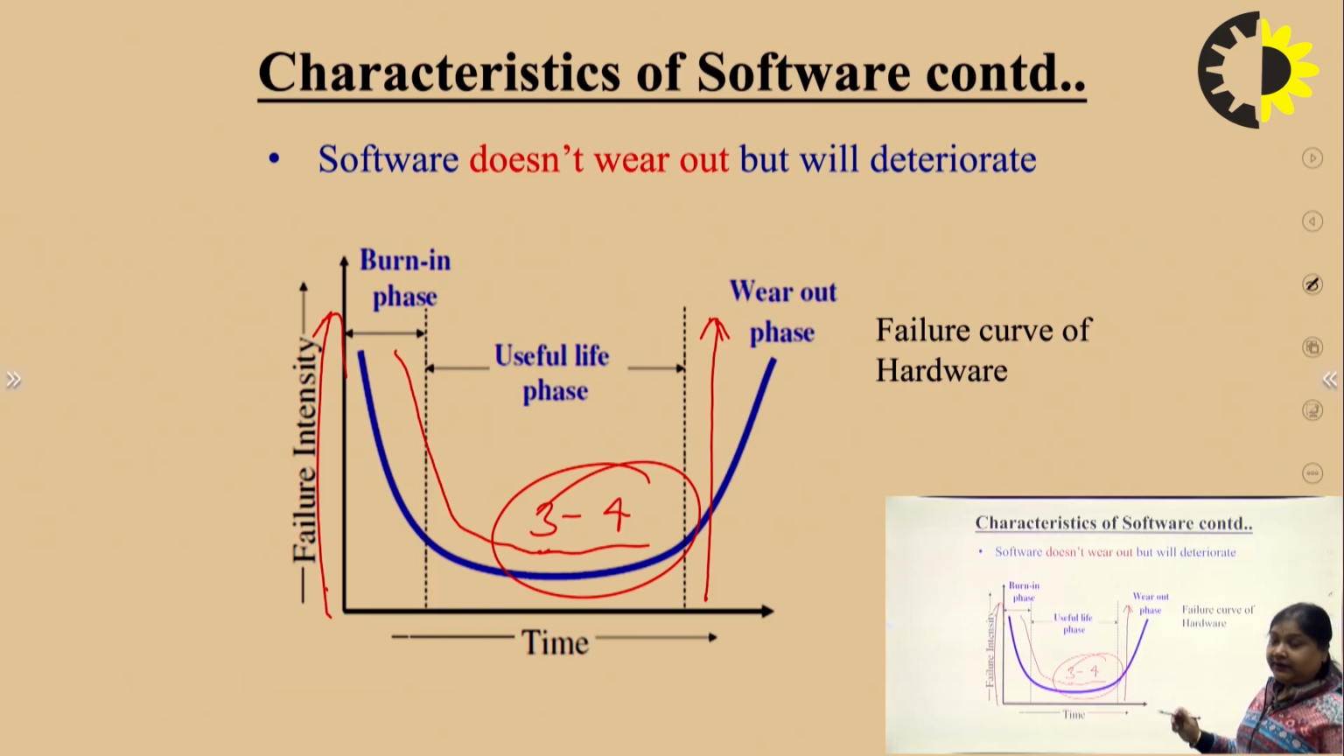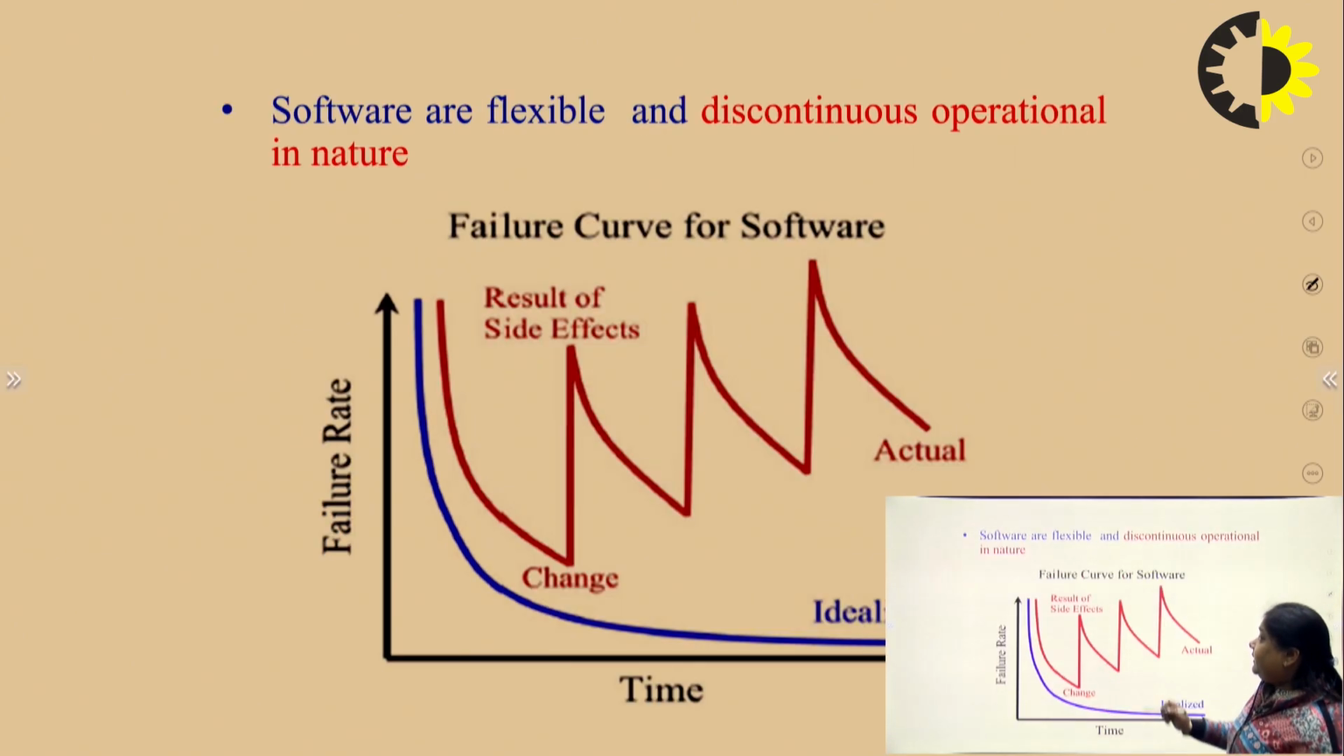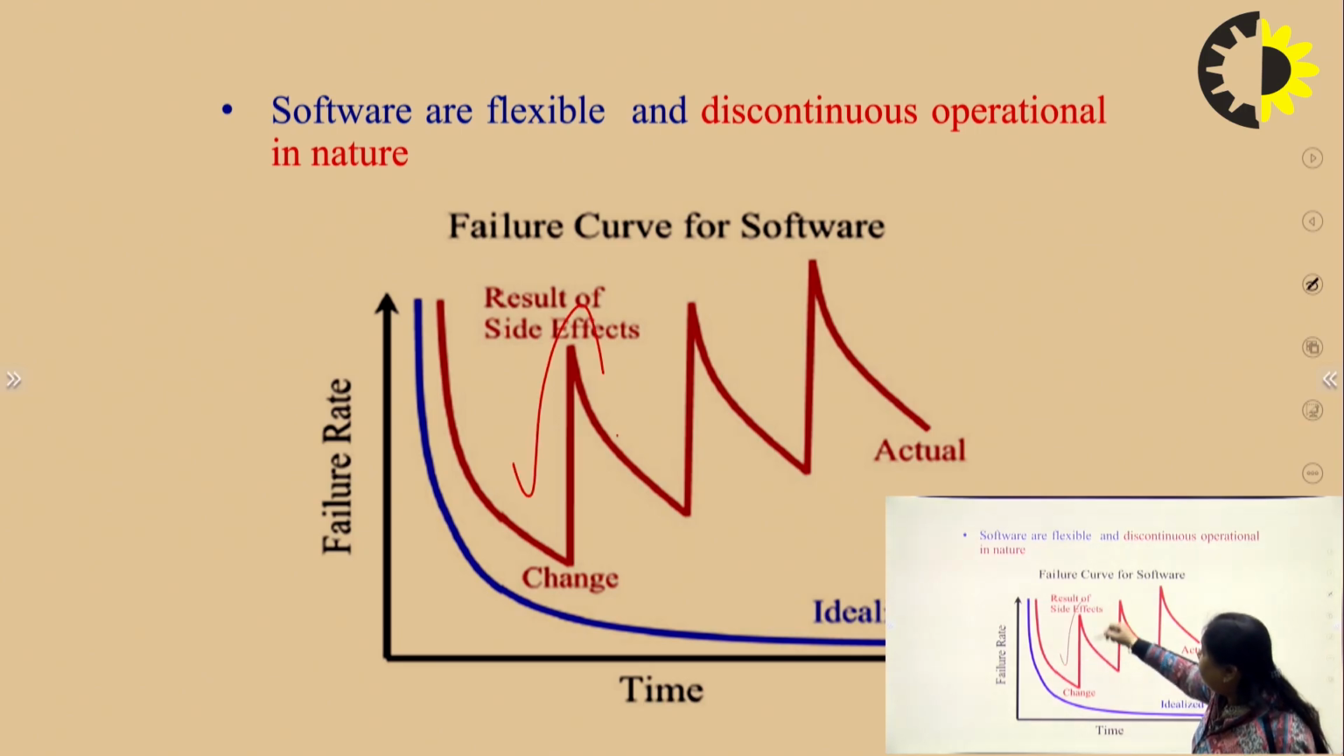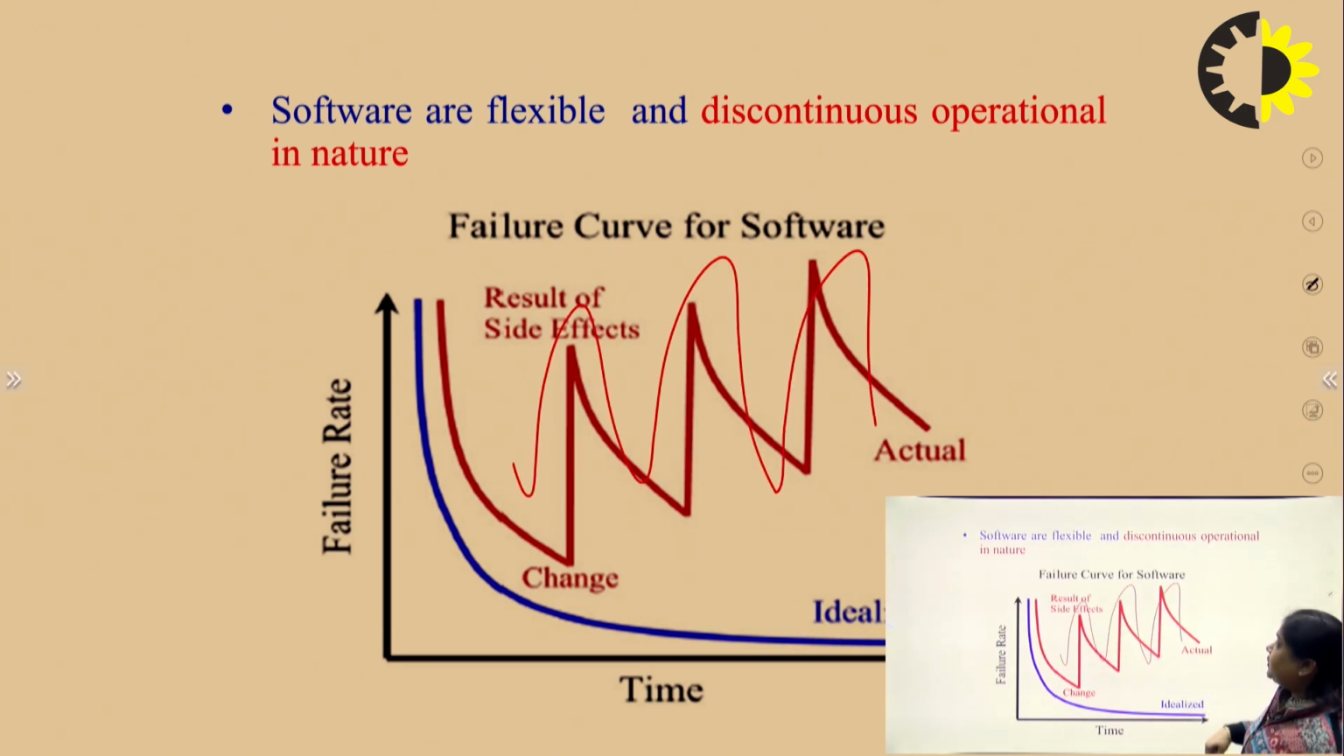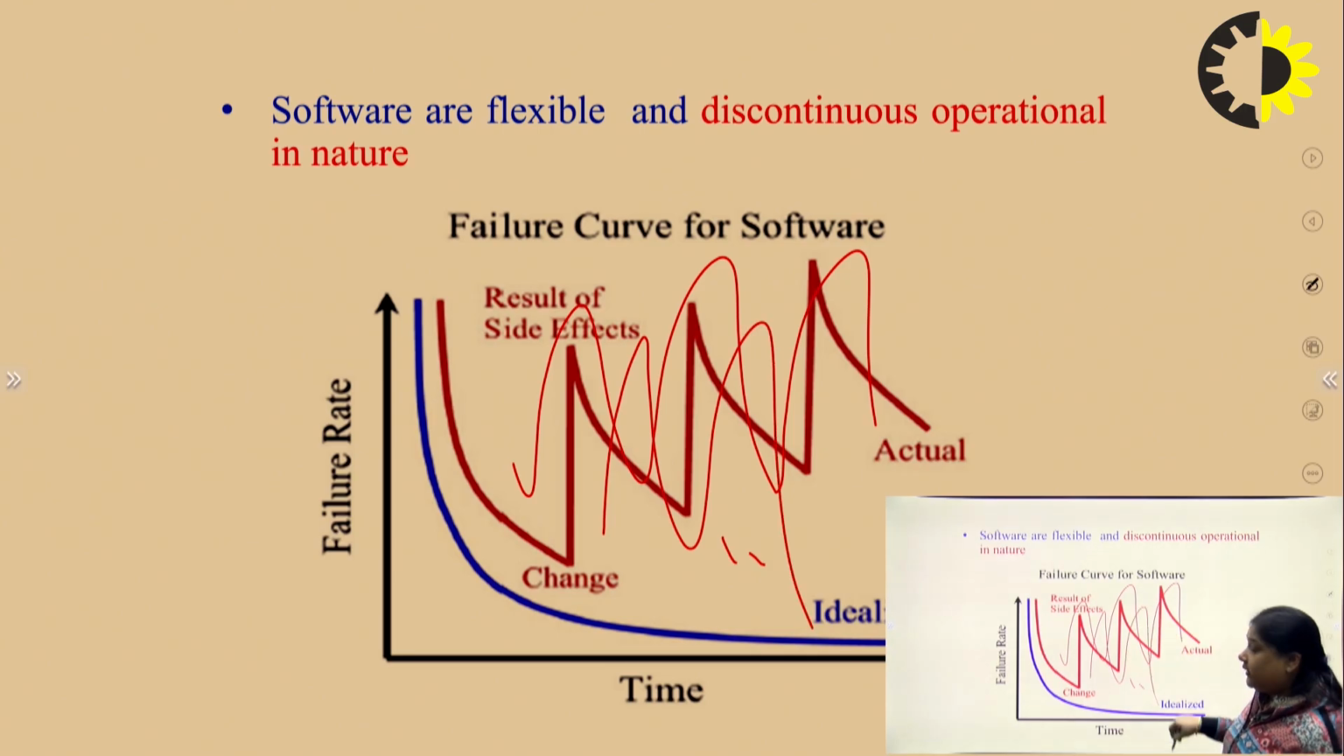And if we talk about the failure curve of software, this is the failure curve of software, because software is flexible and discontinuous. As we can see, it is discontinuous in operational nature, because we implement changes very frequently according to our needs. So this is the failure rate. It fluctuates very frequently.